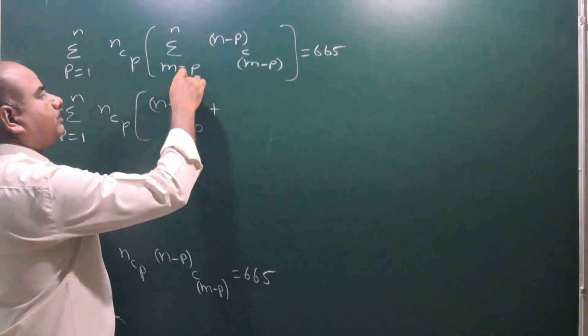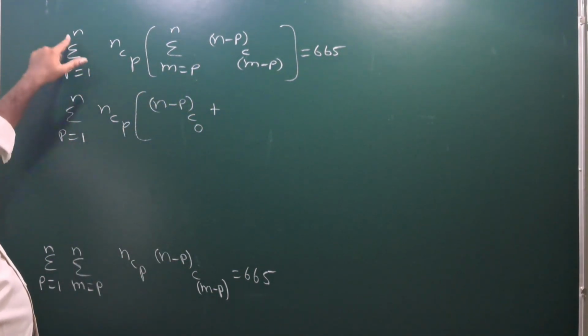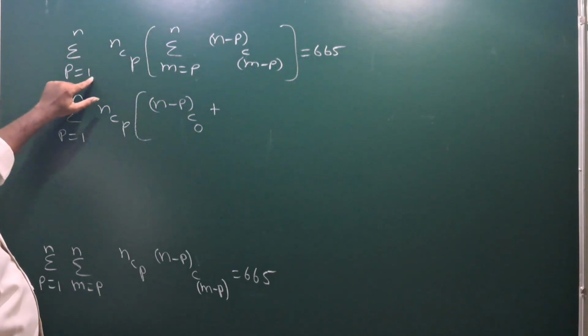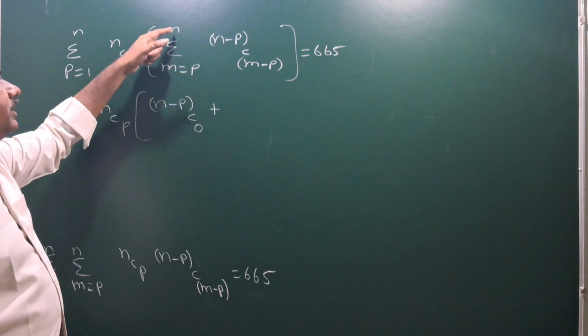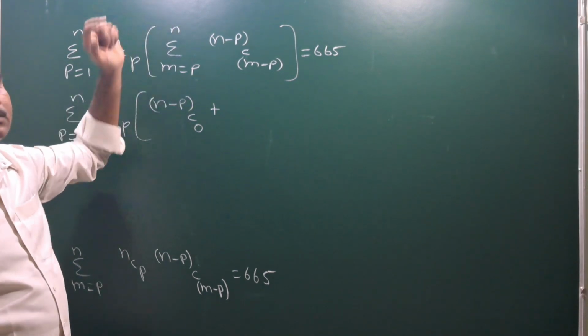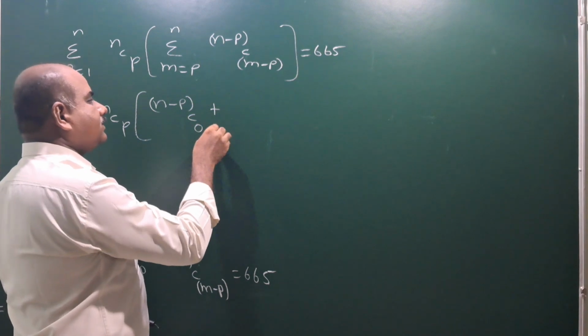Next we have to substitute p plus 1 because it is increasing. p equals 1 to n and m equals p to n. 1 to n means 1, 2, 3 and so on. Similarly, p to n means p plus 1, p plus 2 like that. So it is an increasing sequence. So n minus p C 0.